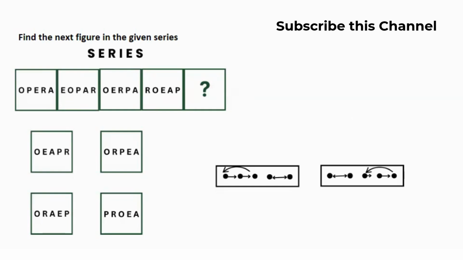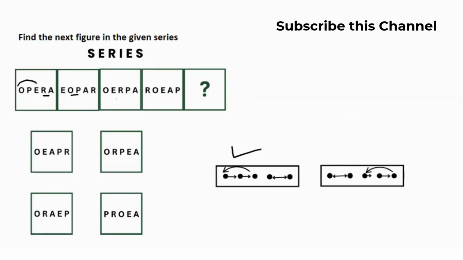The opera is written as EOPAR. Here you can see this alphabet E is taken back and OP is moved here, and R and A are interchanged to A and R. So it follows the first series. And what is written here?